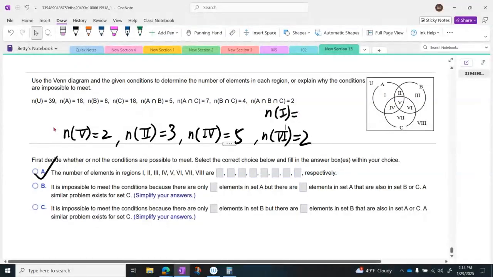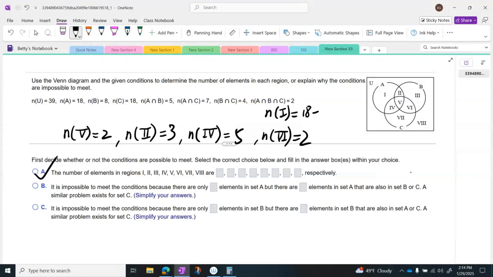In circle A, we have 18 elements. We just need to use the 18 elements to minus the number of elements in region 2, number of elements in region 4, and number of elements in region 5. So we have 18 minus cardinality of region 2 minus cardinality of region 5 minus cardinality of region 4.